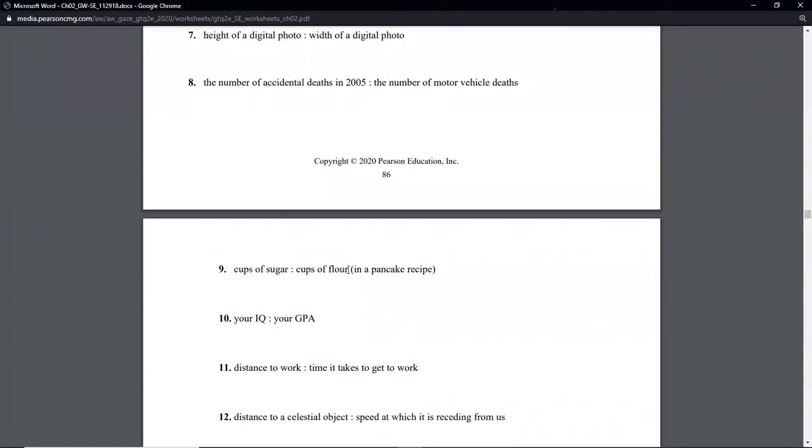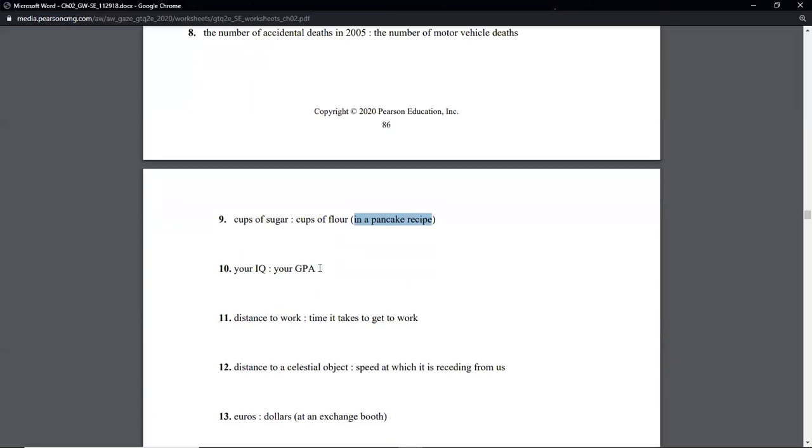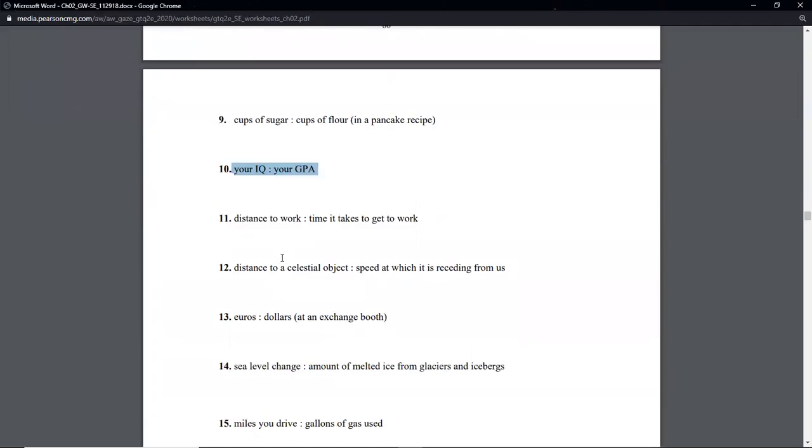Cups of sugar to cups of flour in a pancake recipe. So in grandma's wonderful pancake recipe, when she makes them, if she's just making pancakes for you, they turn out the same way as if she's making pancakes for the whole family Christmas morning, and she's got to make 50 of them. So think about it that way. They've got to turn out the same. Your IQ versus your GPA. I have one word that I'll say that spoils this one: laziness.